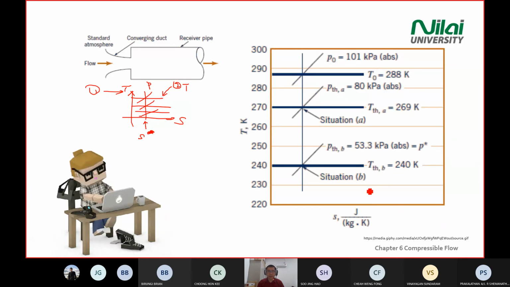Then you input all the answer there. Right? And this answer in your handout is for case B, which is 40 kilopascal.